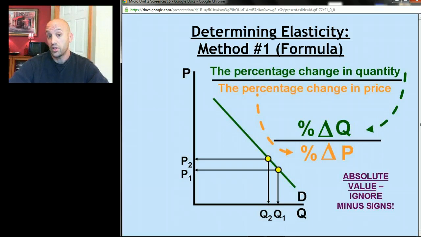Again, if quantity changes a lot, we call that elastic. If quantity doesn't change that much when price changes, we call that inelastic. And we're going to take the absolute value of the number we get, we're going to ignore any minus signs that we see. So if the price, as you see in the demand curve below, changes from P1 to P2, we're going to look at that in percentage terms, and we're also going to look at the percentage change in quantity.